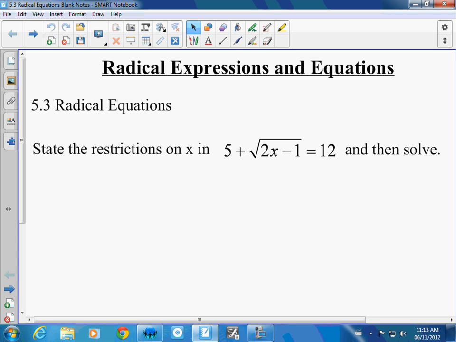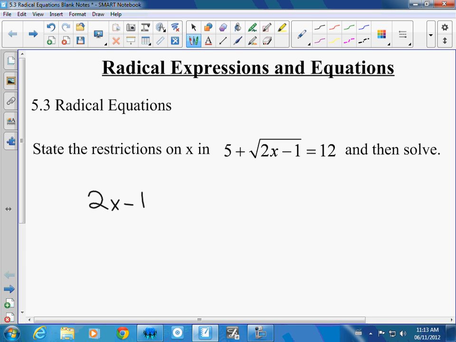Think about this for a minute. Which part of this is the radical? 2x. The 2x minus 1. Okay, so there's the radical right there. So 2x minus 1. That's the radical. What does that radical have to be?